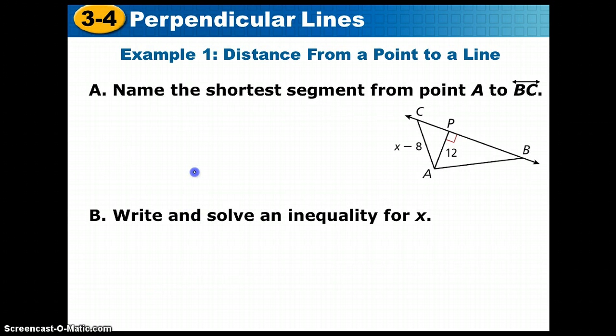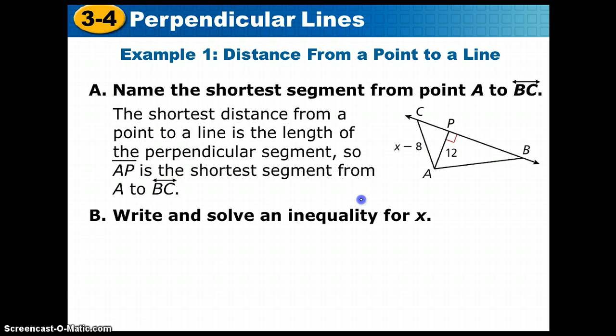So let's take a look at example 1. Here's what we need to do in example 1a. Name the shortest segment from point A to line BC. Well, that's the perpendicular segment from that point, and so the shortest distance from a point to a line is the length of the perpendicular segment, so AP is the shortest segment from A to line BC.